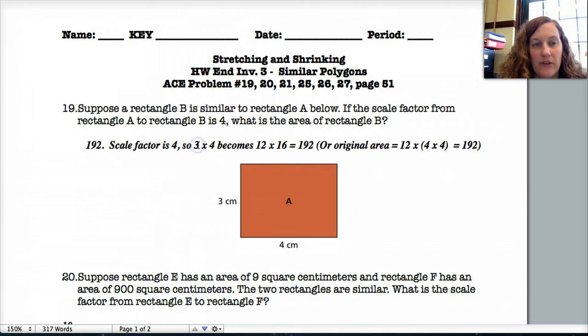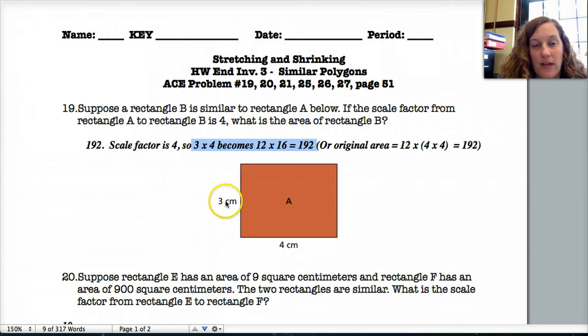The first problem says suppose a rectangle B is similar to rectangle A. The scale factor from A to B is 4. What's the area of rectangle B? There's a couple ways you can do this. First, you can look at A and see that A is a 3 by 4 rectangle. Our scale factor is 4, so we would take our 3 by 4, multiply each of them by 4, and you get a 12 by 16 rectangle. You can then find the area by multiplying 12 by 16 and getting 192.